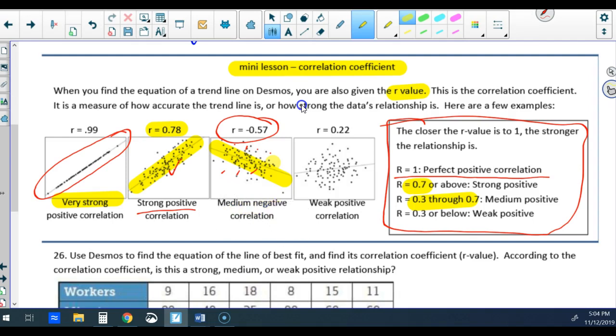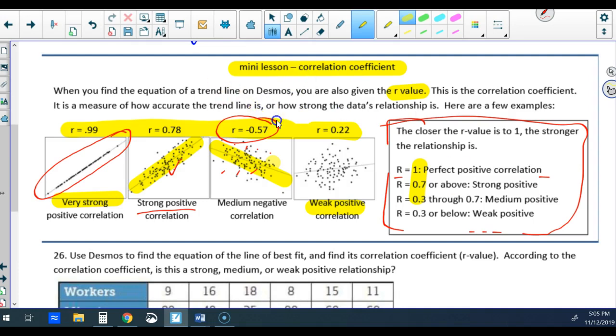And then once they start to get so spread out, it almost doesn't look like it goes up or down or anything. 0.3 or below, that is a weak positive, or if it goes down, a weak negative. So this trend line here barely goes through the data. You can't really tell. If you were drawing the trend line, you wouldn't know where it goes. You would need some sort of technology to draw that trend line there. But that is a 0.22 correlation coefficient, so very weak positive correlation. The only way you can get this correlation coefficient is with Desmos. So you have to have Desmos.